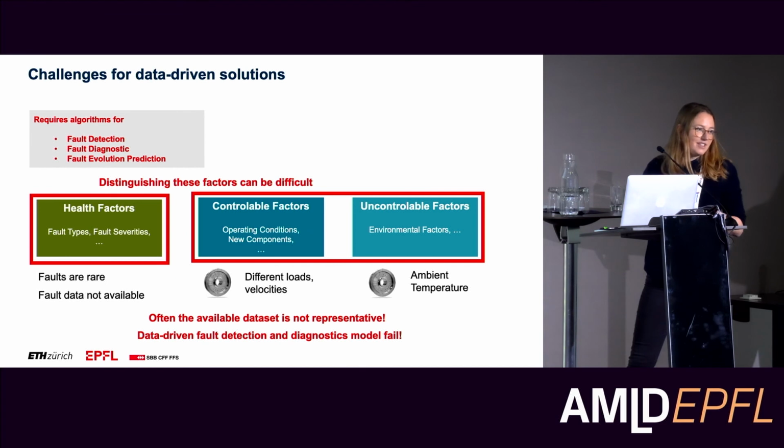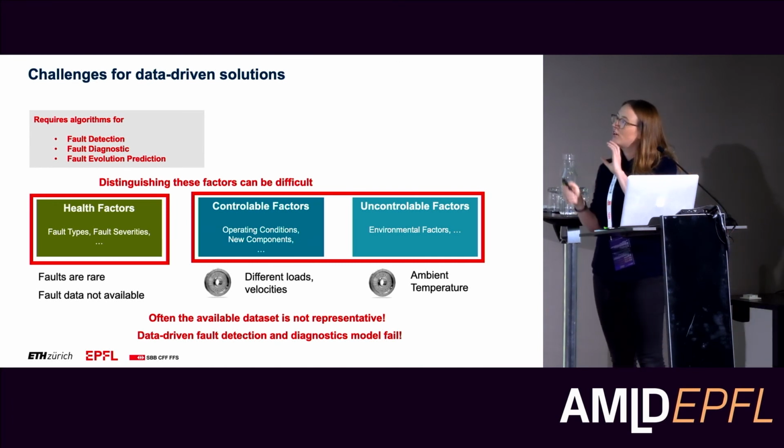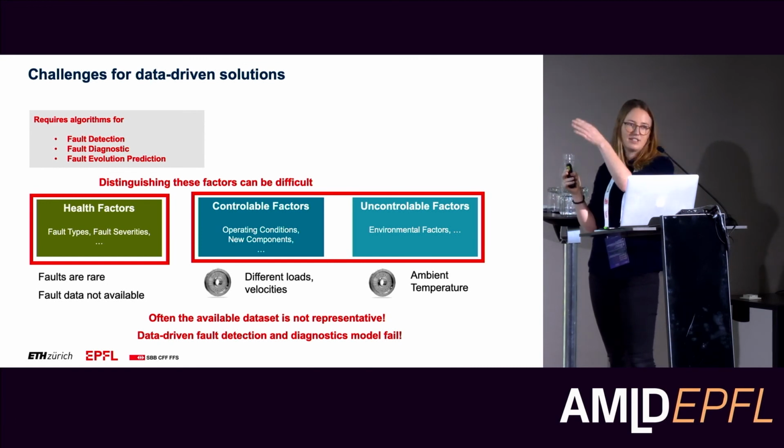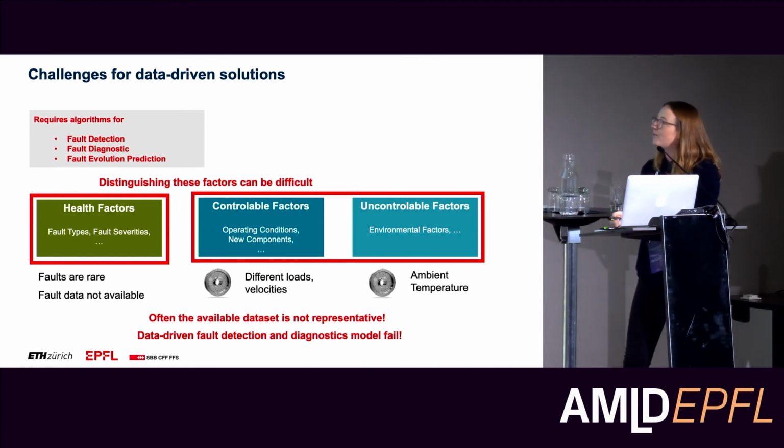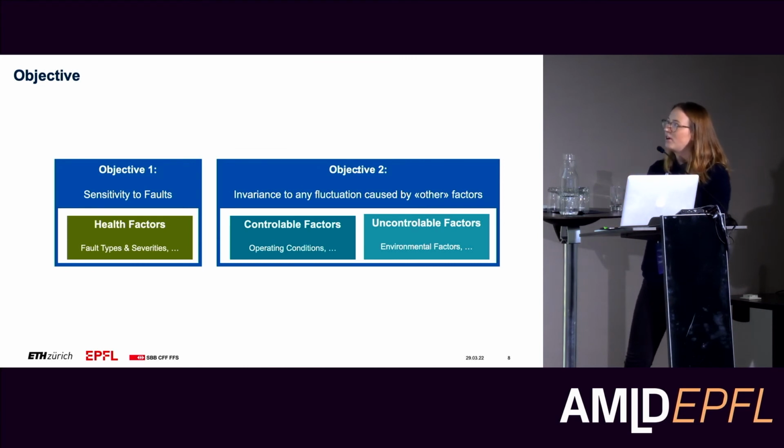And the problem is obvious. If you have a model that is too sensitive, then if the operating conditions change, I have a false alarm, which I don't want. And if I have a model that is not sensitive enough, a defect might not be detected. So this is what we wanted to approach as a basis for all of our three tasks of detection, diagnostics, and prediction. We want models that are, on the one hand, very sensitive to faults, even if we might not necessarily know how exactly they look or we don't have a good representation of those, while still being invariant to those other factors.